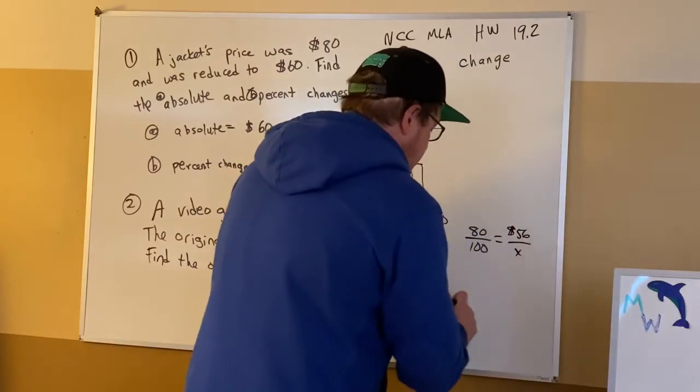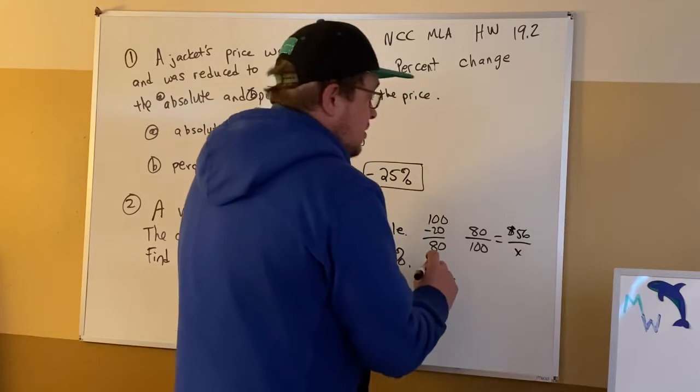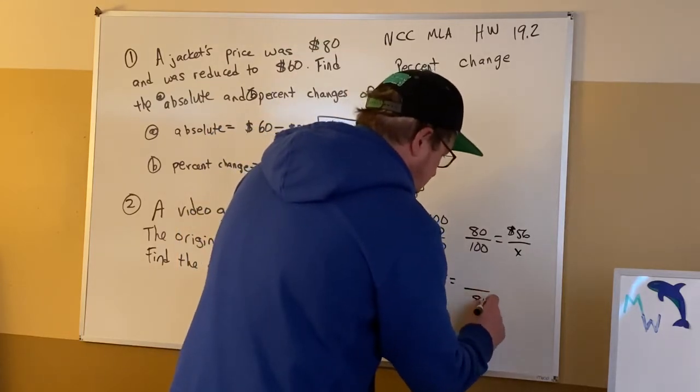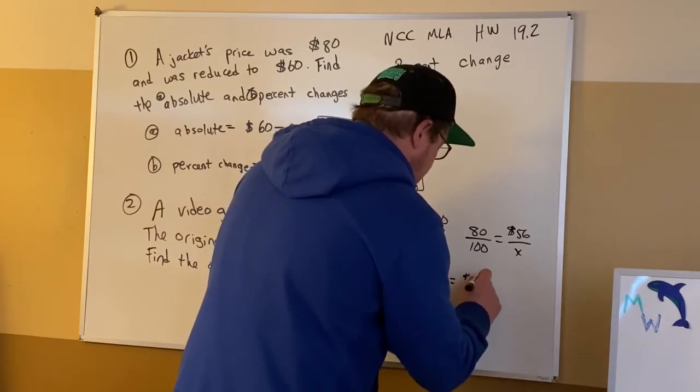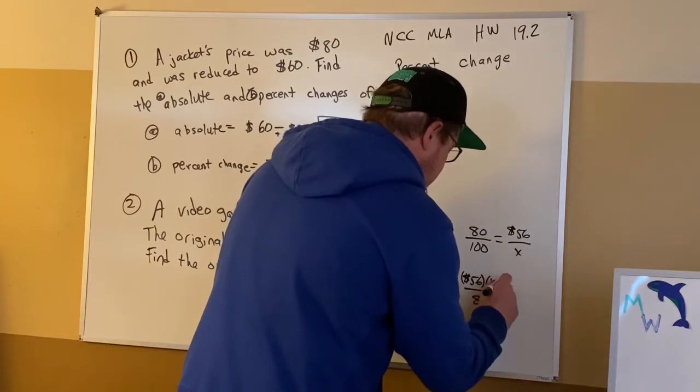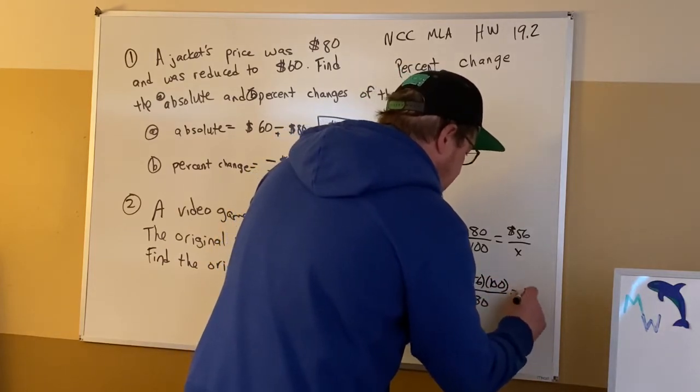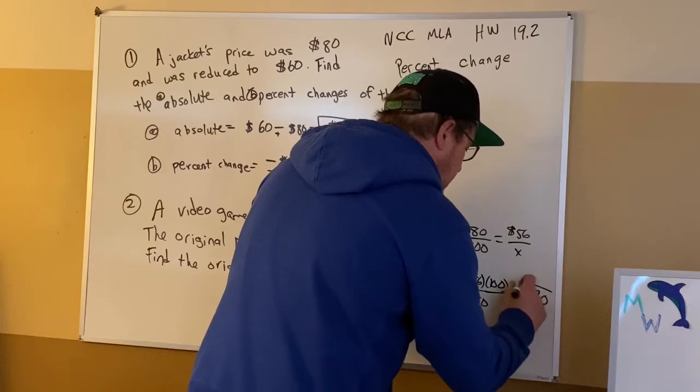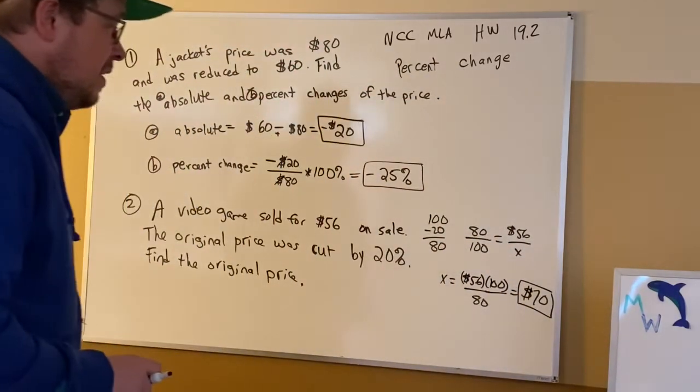And then I'll put my X here, and now X needs me to go ahead and divide by 80. Up top, I need the $56 along with the 100, which doesn't have a dollar sign on it. I'm going to find this was a $70 video game, and that's perfect.